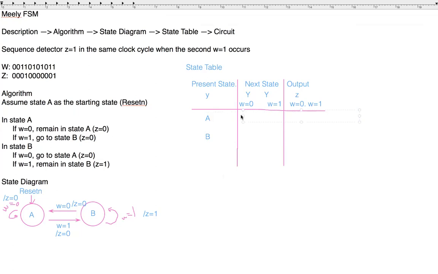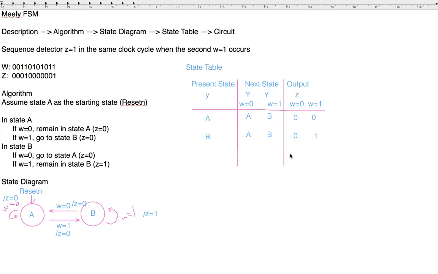When W is 0, we stay in state A. And then when W is 0 for B, we go back to state A. When W is 1, we go state B. When W is 1, we stay in state B. Here for output, output here is going to be 0 when we're in state A. It's going to be 0 here still. The only time it's 1 is when we have been here and we stay in state B. That means when we remain in state B, it's this one right here, so Z is 1.